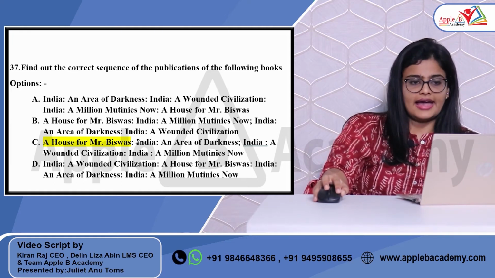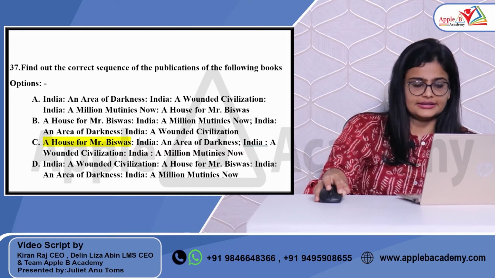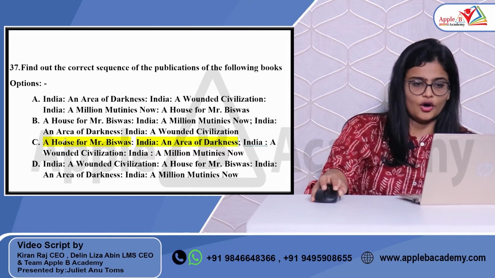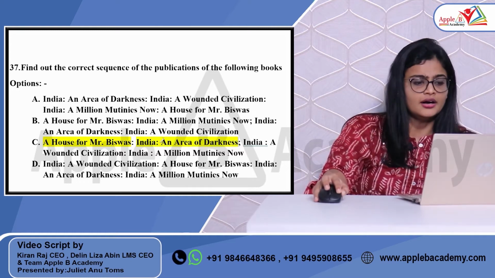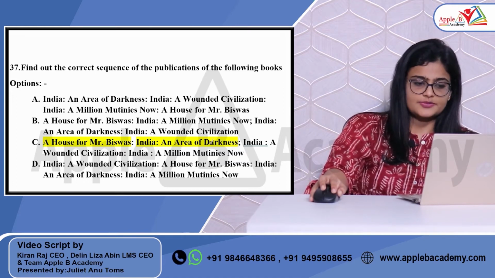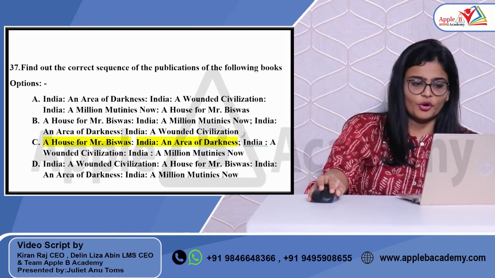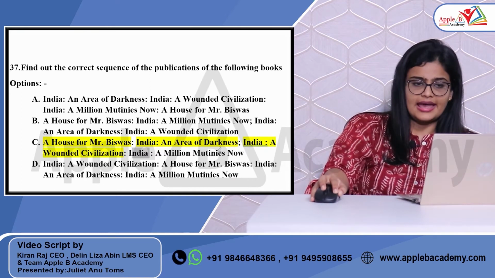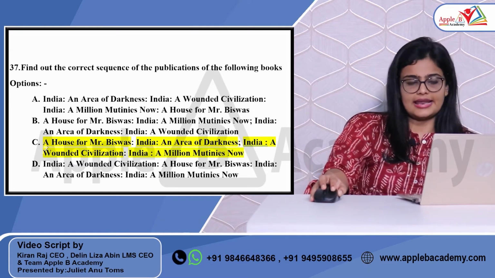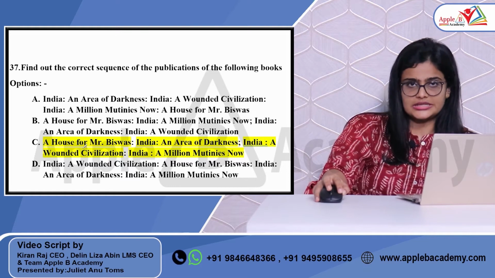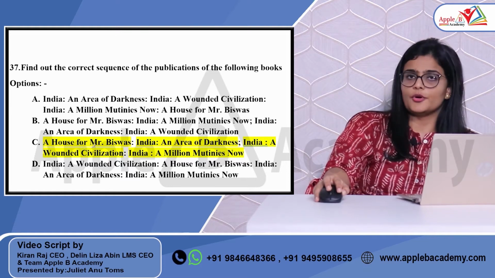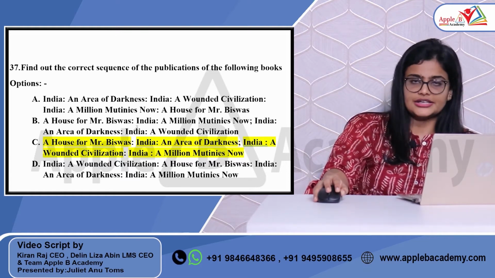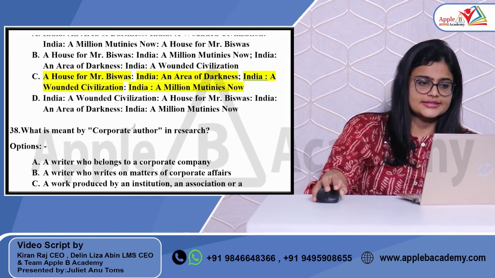Then we have An Area of Darkness as the second one. So we get the correct option right from here, because An Area of Darkness was published in 1964, followed by India: A Wounded Civilization, published in 1977, and India: A Million Mutinies Now, published in 1990. So the correct answer is option C. This comes under post-colonial literature, British diaspora, and that too of novels.